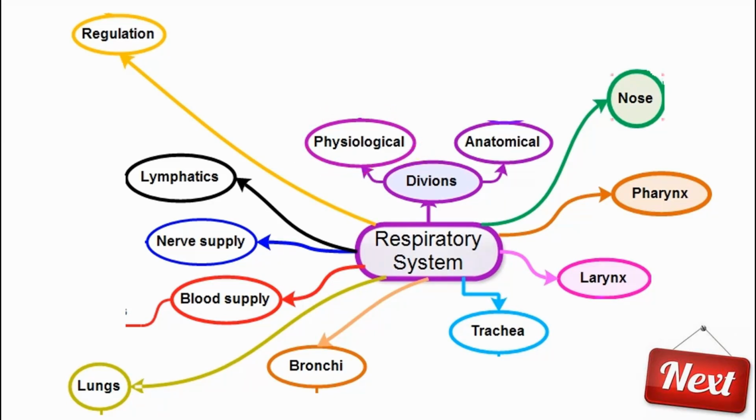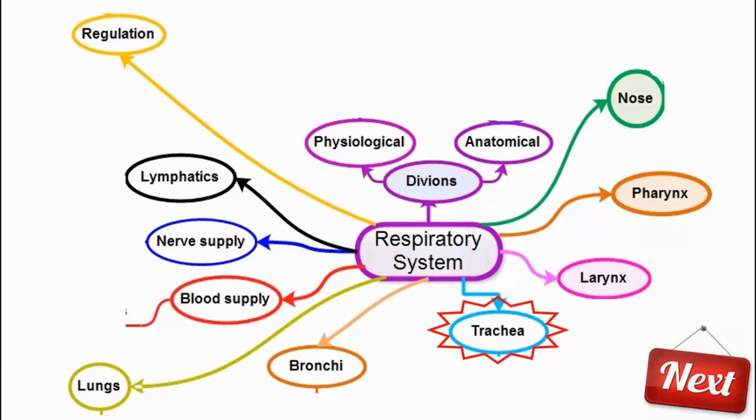First, we will address the nose, the uppermost part of the respiratory system in the face, and then we will address the pharynx, which is in the neck, and next is the larynx, or the voice box. According to the anatomical divisions, these are the upper respiratory system.